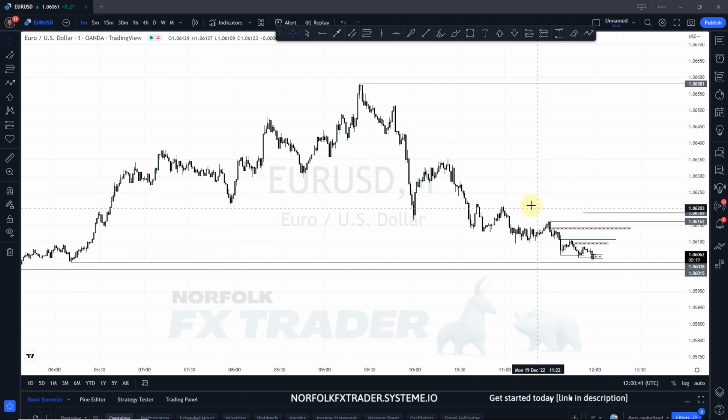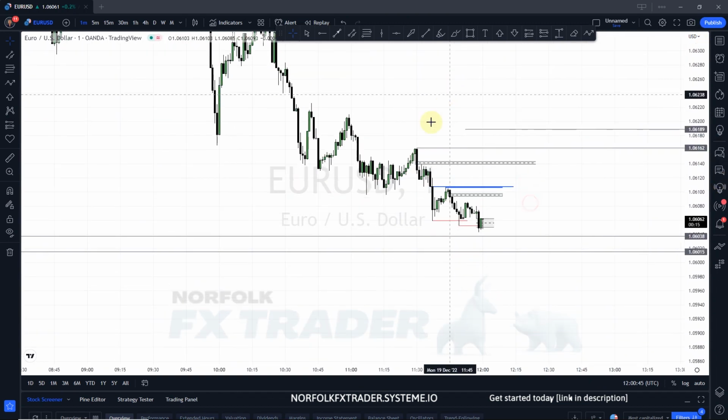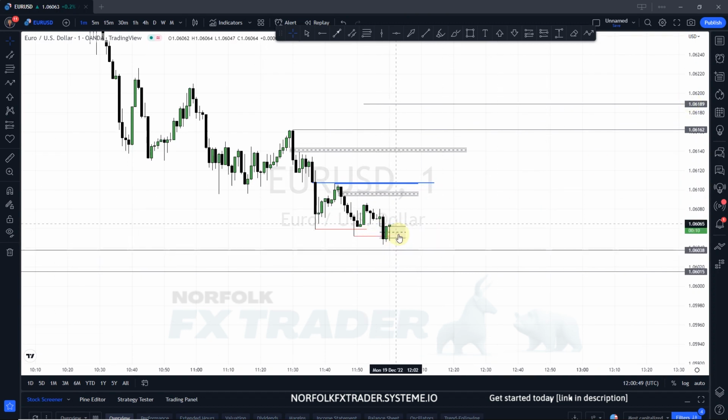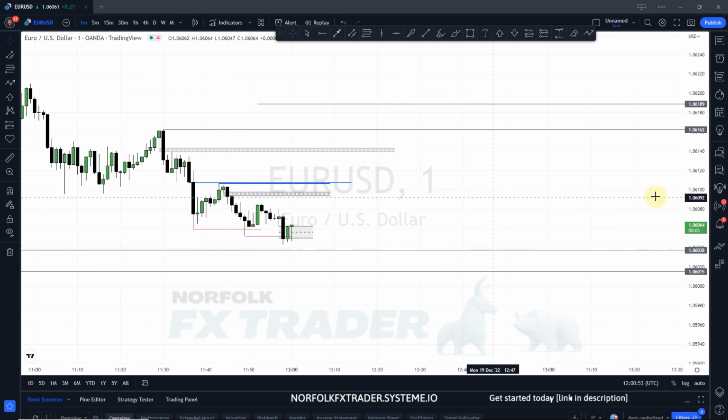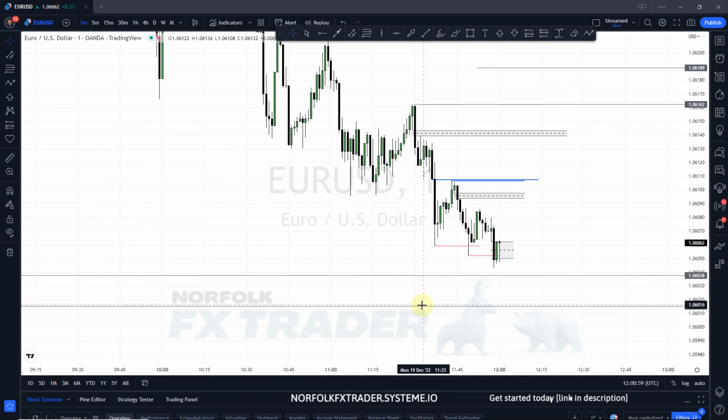But currently, we're looking at a pullback for any potential buys or sells, or a reversal here off one of these lows for a buy back up. Now, I'm not saying I'm going to take a buy, but we can understand where the market's going to go. I still want to see these lows here taken personally.